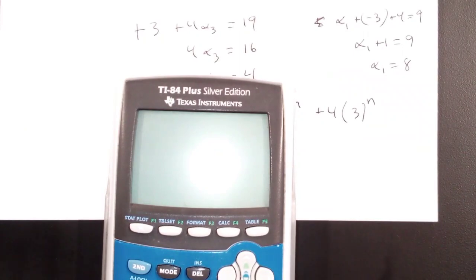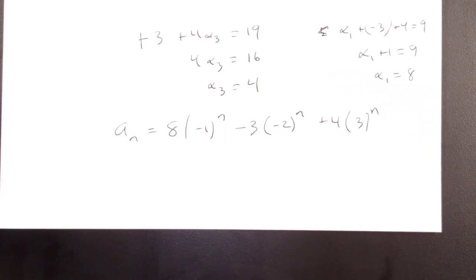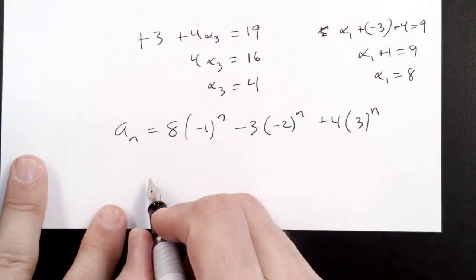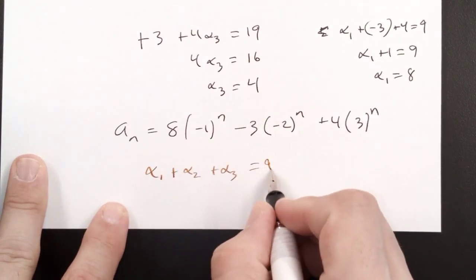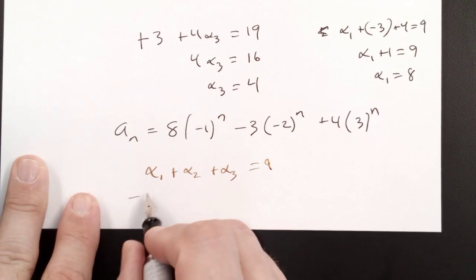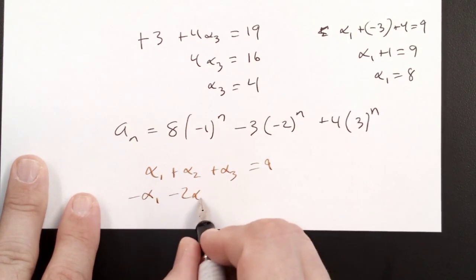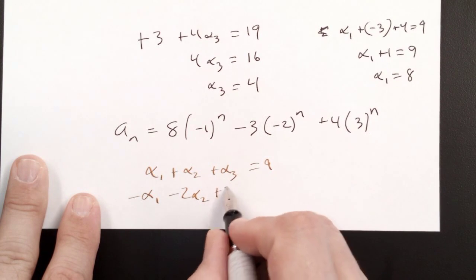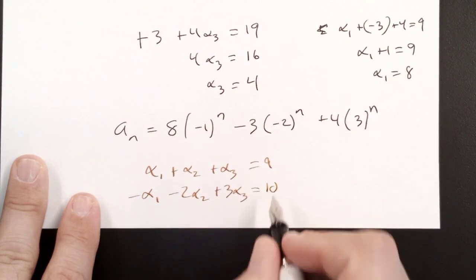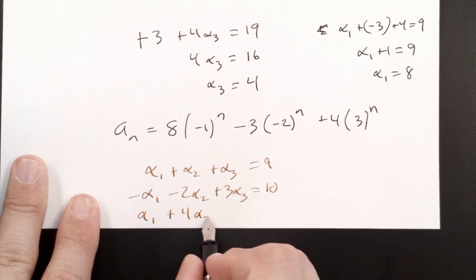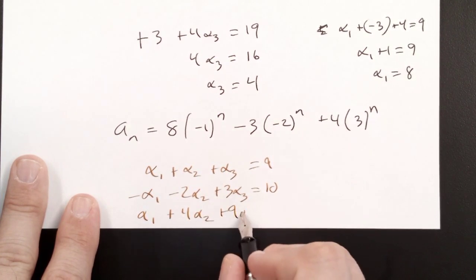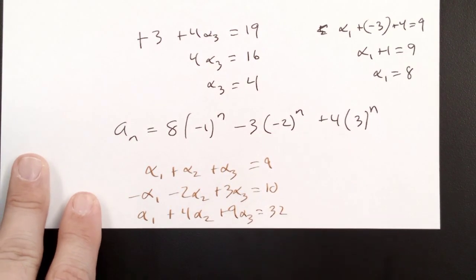There's a way to do this in one step. I'm going to go back and look at the 3 equations I started with. Alpha 1 plus alpha 2 plus alpha 3 equals 9. Minus alpha 1 minus 2 alpha 2 plus 3 alpha 3 equals 10. And then alpha 1 plus 4 alpha 2 plus 9 alpha 3 equals 32.